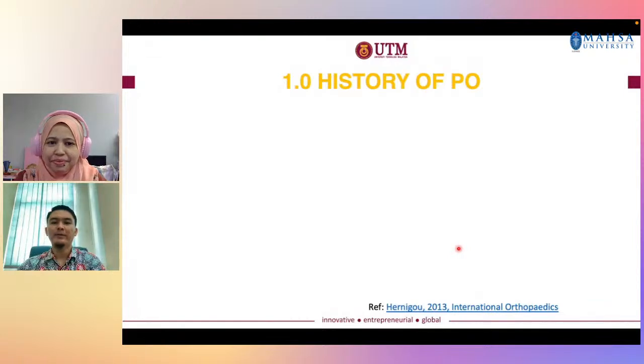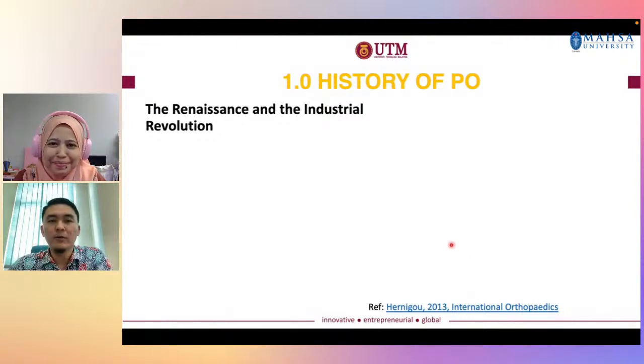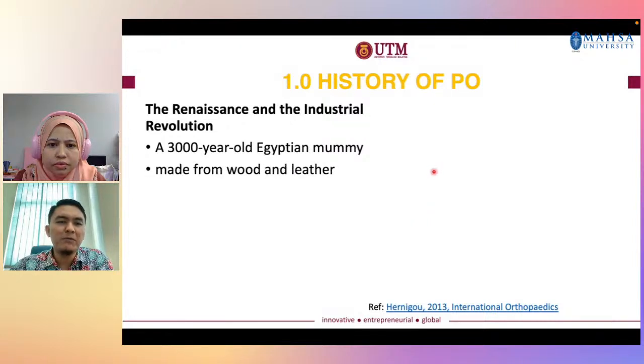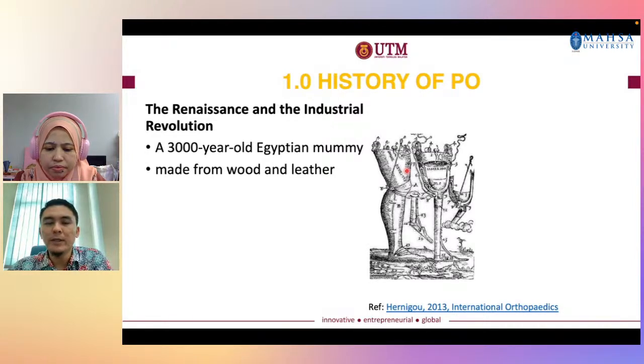Okay, so I will talk about the history of prosthetic orthotic first before we go further into the development process. So it is the Renaissance and the Industrial Revolution. It was conducted on an Egyptian mummy. So the PO was actually developed by researchers back 3,000 years ago. Basically, they made it from wood and leather, which is available from the existing environment. So it is very easy to get these resources, instead of having polymer and rubber like in this century. They only used wood and leather to develop the prosthetic. This is an example of a prosthetic leg during that time, using wood and leather.